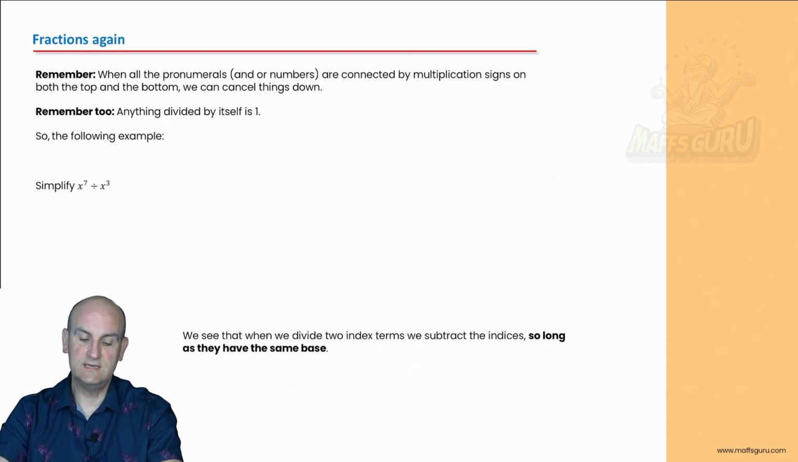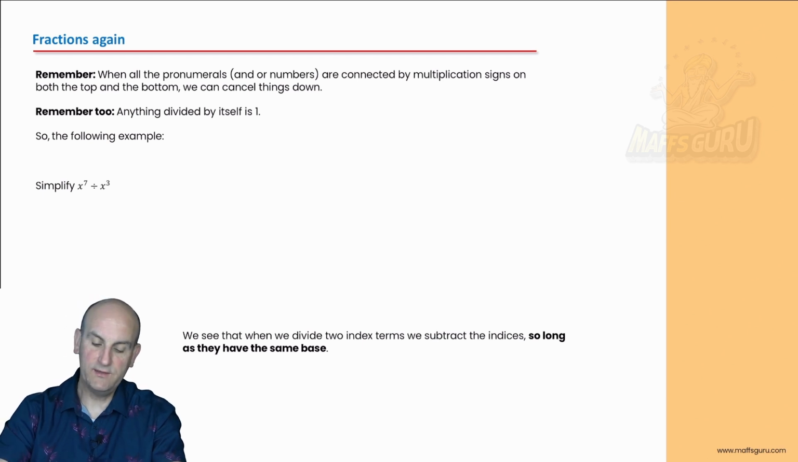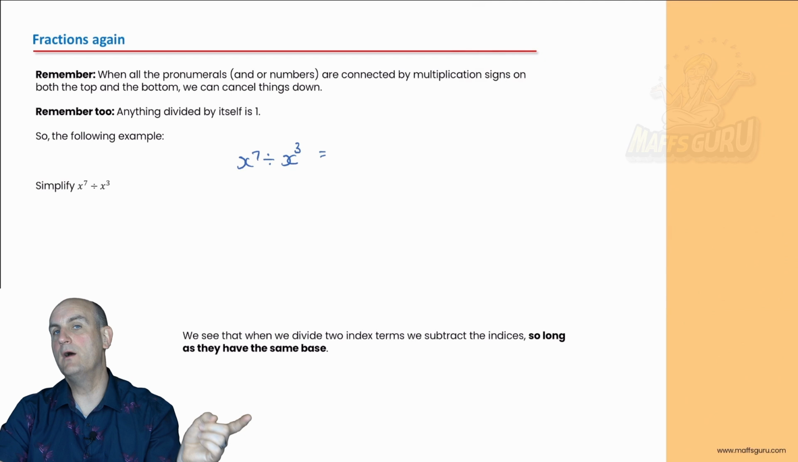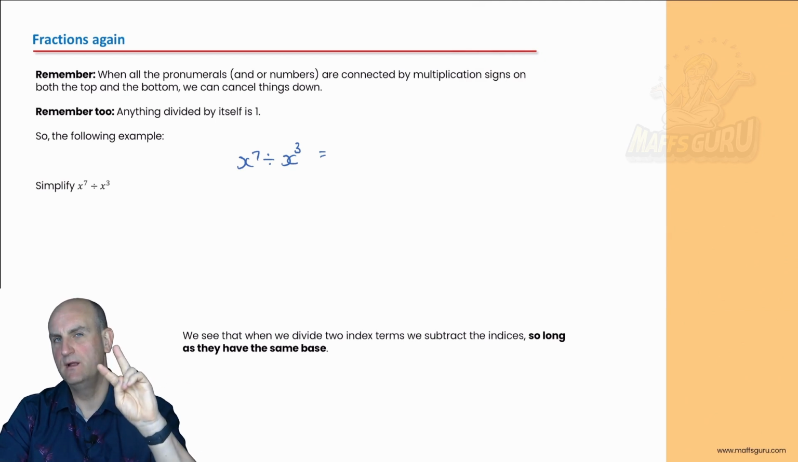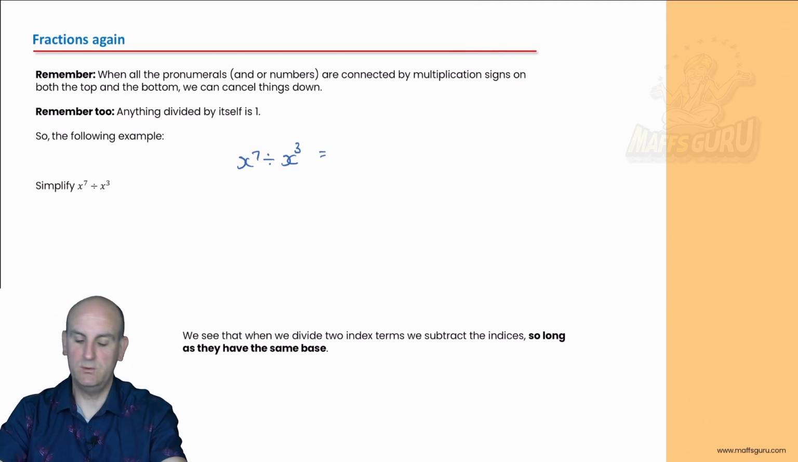Right, so let's see, fractions again. Remember, when all the pronumerals and or numbers are connected by multiplication signs on the top and the bottom, we can cancel things down. Right, so anything divided by itself is 1. So we can look at the following example. Let's do it the long way again. So what do we have here? We have x to the power 7 divided by x to the power 3. And a question I'm going to ask for later on is, what if I was to have these the other way around? Wonder what would happen.